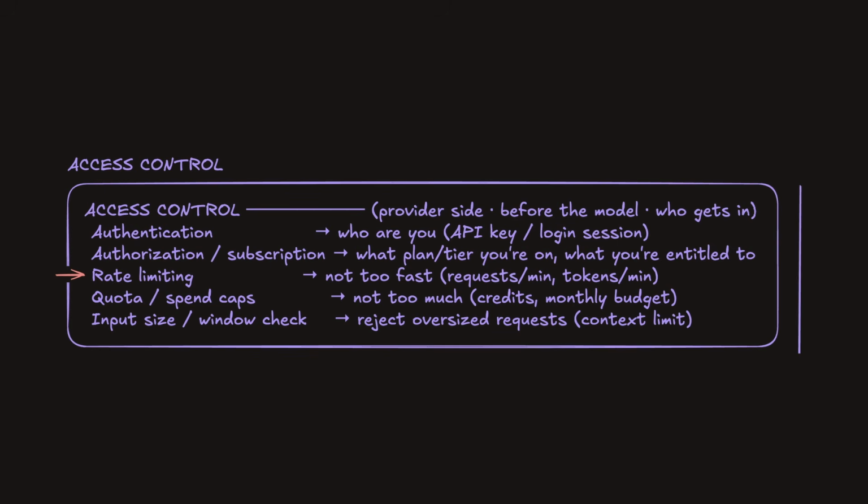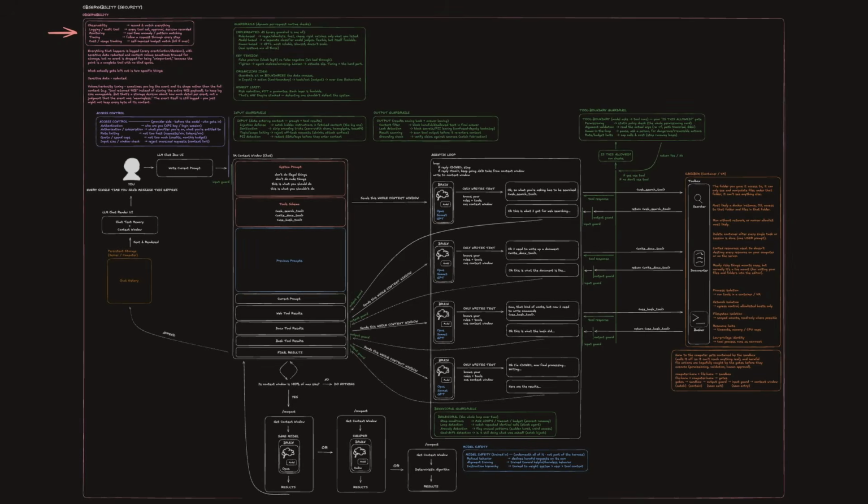Rate limiting is just limiting how many prompts or tokens you can send out per unit of time, like minutes or hours. Quota or spending caps is checking how much money you still have, and it's your 5-hour window or your weekly window or the amount of API money you still have left. Input size or window check is checking to see that the prompt you're sending is not bigger than the context window or what the AI model provider or harness provider wants you to send in one prompt, and it rejects oversized requests. What comes after is observability.